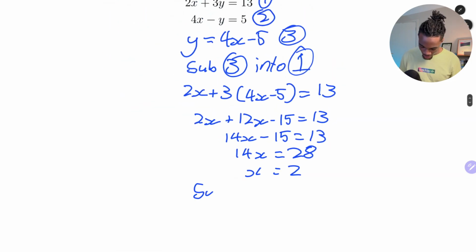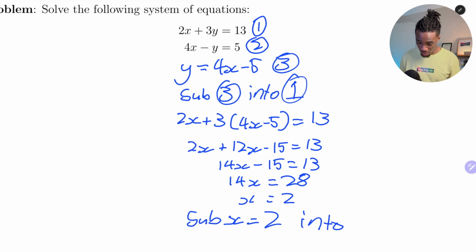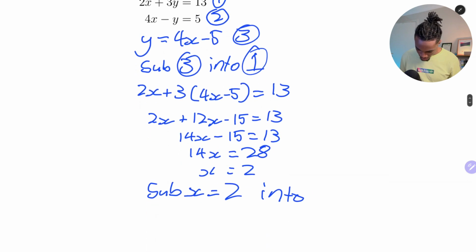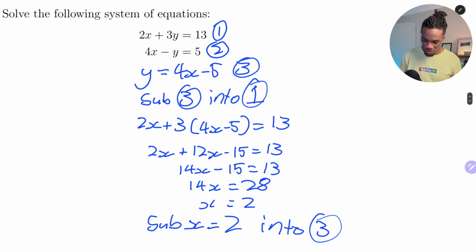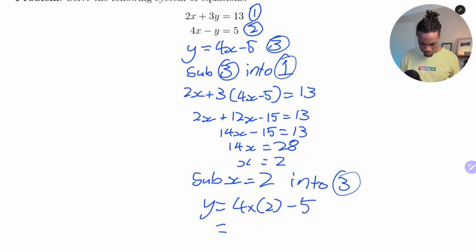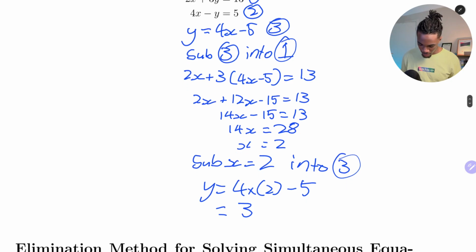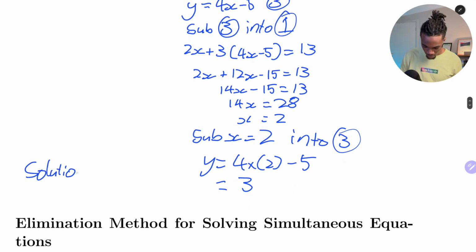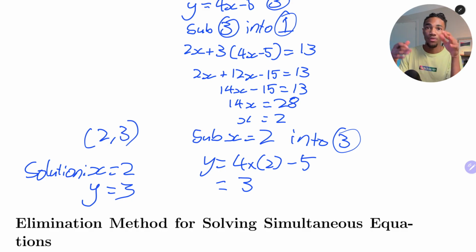We sub x equals 2 into either 1 or 2, or we can even do it into 3 because it's already solved for us. All you have to do is sub it into any of these equations. So we have y equals 4 times 2 minus 5, and that equals 3. So our solution is x equals 2 and y equals 3. We can write this as (2, 3). And this is how you solve these using the substitution method.